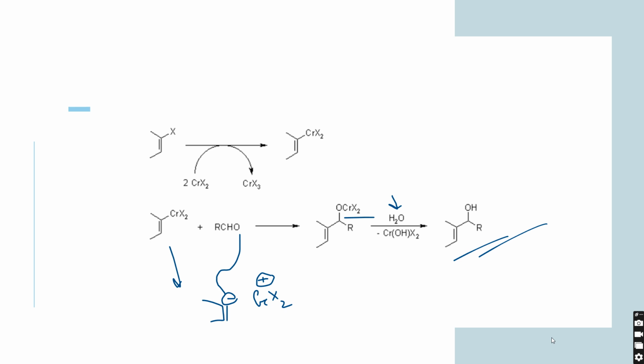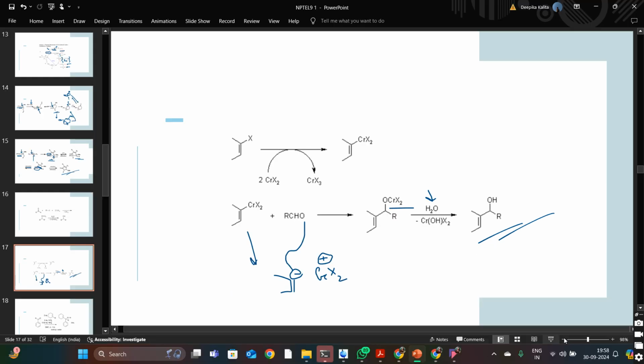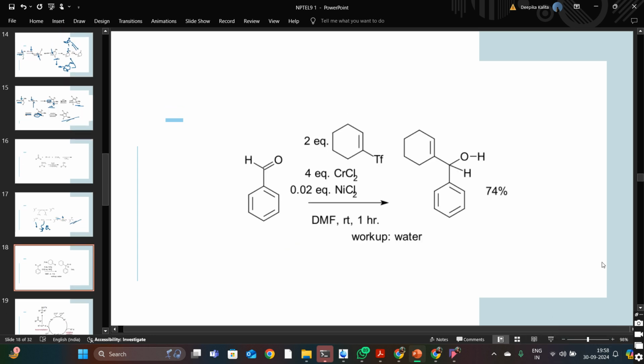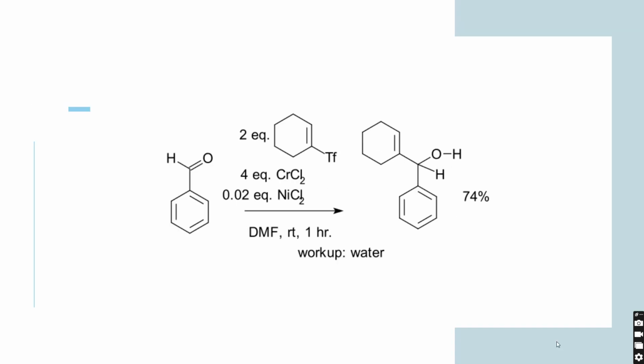So I hope this is clear. Now, this is from the topic Nozaki-Hiyama-Kishi, which is involving again an organochromium reagent. We have already discussed some examples of the Nozaki-Hiyama-Kishi coupling reaction in our previous class. So let us discuss one more example, which is this one, and let us look at how this reaction is going to happen.